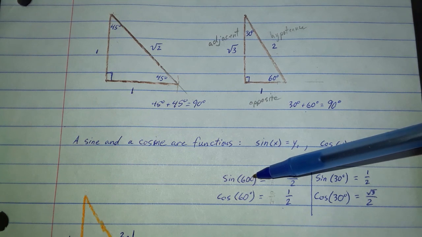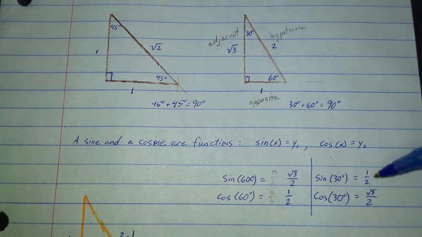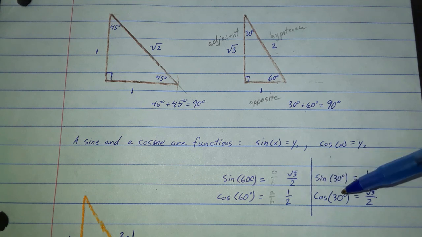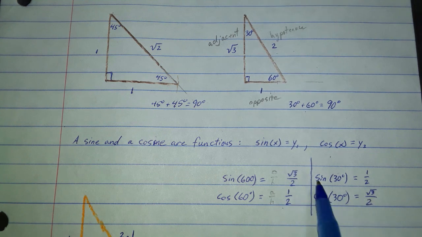The sine of 60 degrees was square root of 3 over 2. The sine of 30 degrees is 1 half. When we look at the cosine of 60, we had a half here, and the cosine of 30 was square root of 3 over 2. So looking at the sine of 60 and the sine of 30, we have these two values, and then looking at the cosine of 60 and the cosine of 30, those values are swapped. So that's an important feature here. The sine of 60 and the cosine of 30 have the same values.